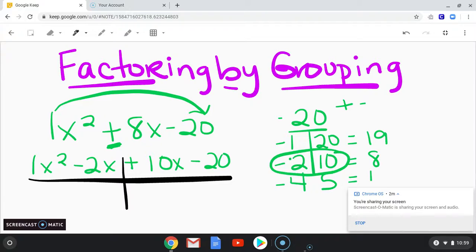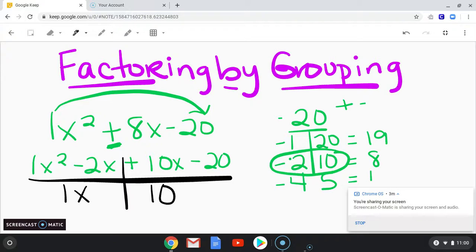From this T-chart, I'm going to go to the left-hand side. What is the greatest common factor between 1 and negative 2? It is 1. How many x's do the x squared and the negative 2x have in common? Only an x. I go to the right-hand side. I see positive 10x minus 20. What's the greatest common factor between the 10 and negative 20? That is going to be a 10. They do not have any x's in common because the negative 20 does not have an x.